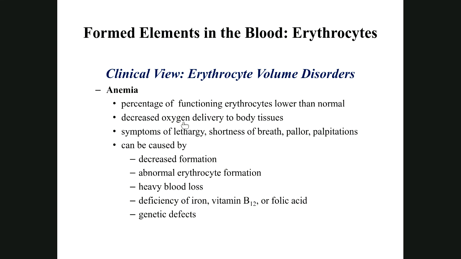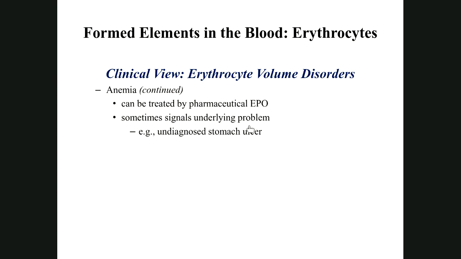This doesn't mean that you don't have enough blood. Some people hear that, they think that they have low blood count or low red blood cell count. It could be low red blood cell count, but it could be other things. So it could be due to decreased formation, abnormal, heavy blood loss, genetic defects, some sort of deficiency. So anemia has many different forms. It can be treated with EPO, right?